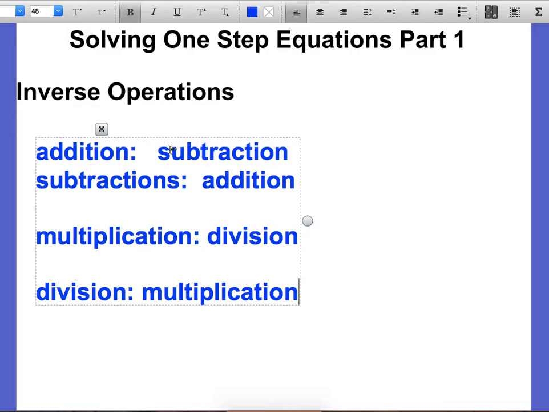There are other more advanced operations or math facts that we can use too. These are the 4 basic operations that we'll be studying in this unit.